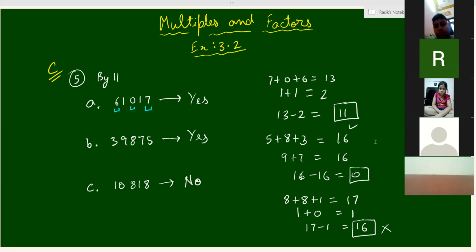Yes, 26 is divisible by 2 because 26 is an even number. It will divide. The answer is yes. Write the answer in the book only. Write the answer in the book.